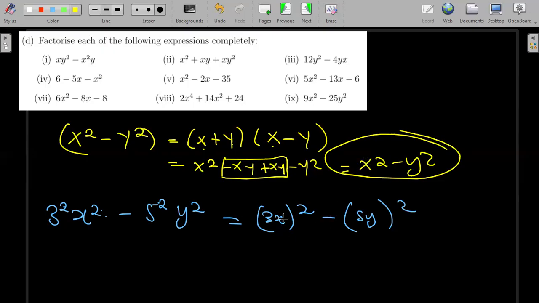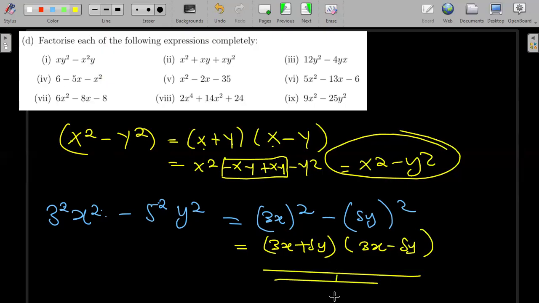So it's exactly that I'm going to apply here, because this part here is just acting as the x, and this part here is just acting as the y. So what I get here is just 3x plus 5y, and then in the other brackets 3x minus 5y. So that's how I'm going to factorize this one here. So any questions there on what we've done?